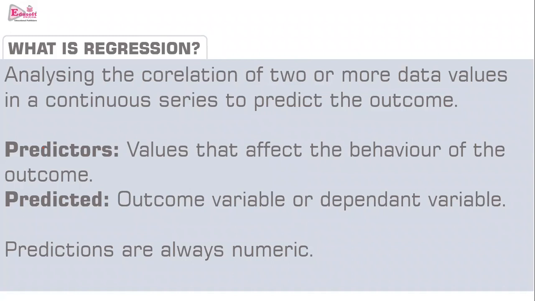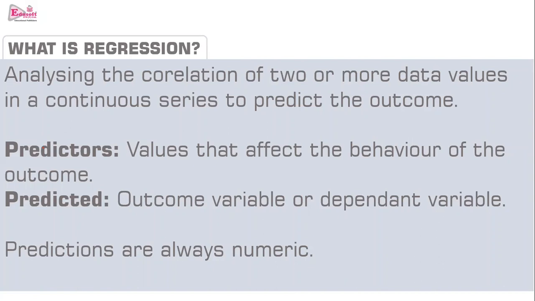And in regression, the predictions are always numeric. You can do the predictions with numbers. In classification, we were doing it in different ways: yes, no, true, false, but here it is numeric. The variables which we are analyzing, the data values which we are analyzing for prediction, are called predictors. And the outcome which we are trying to achieve, which we are trying to bring out, is called the predicted value or the predicted variable.